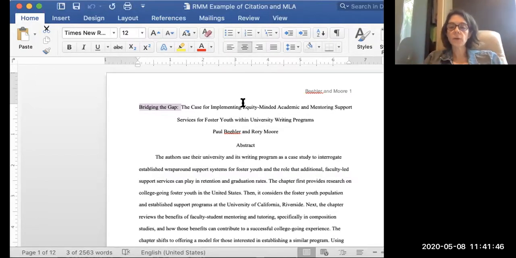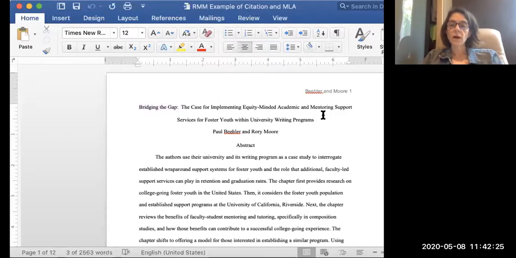So bridging the gap, see that colon? That colon's important. Bridging the gap means like closing that gap, right? And here, the case for implementing equity-minded academic and mentoring support services for foster youth within university writing programs. This is a lengthy title, but in the book that it's coming out in, it's important to have that length of a title because it signals basically a justification for a program that a colleague and I started at UCR. And because we use the term case, it's signaling that it's also a case study. So it's sort of proposing for others a plan they can adopt, okay?